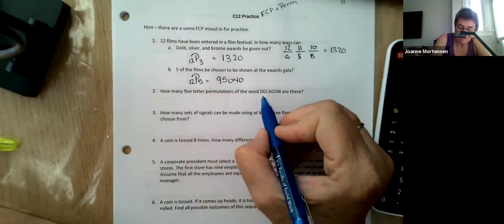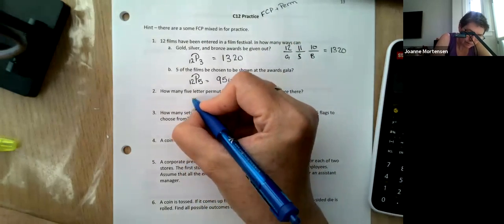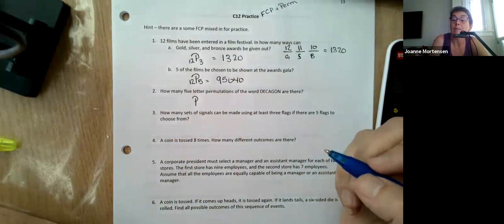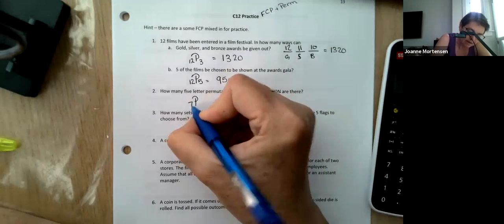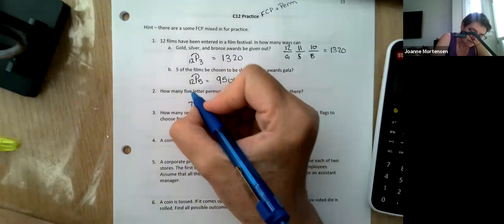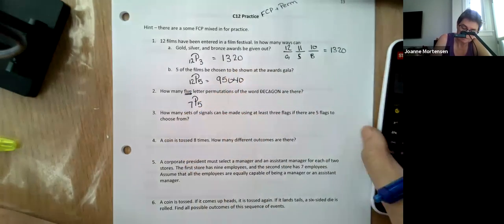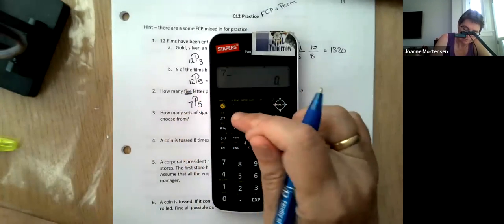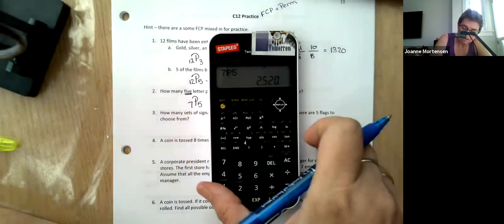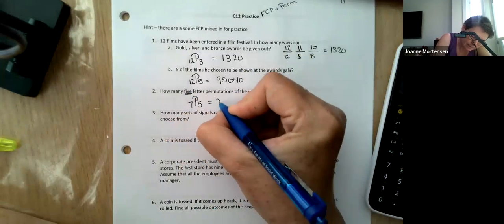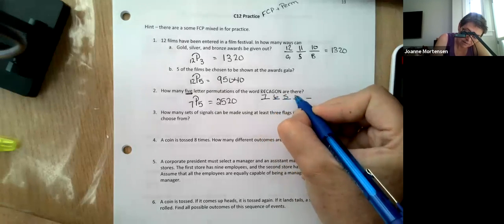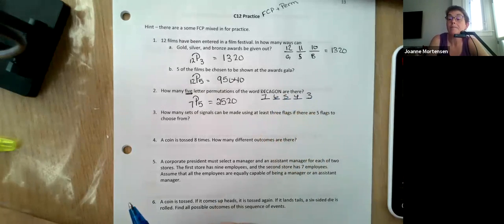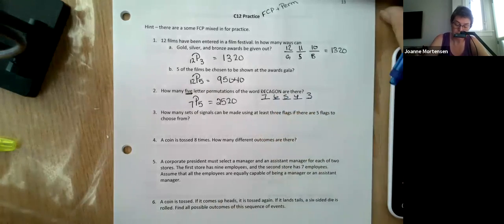How many 5-letter permutations of the word decagon are there? Okay, so I'm going to permute. I need to know how many letters I have to choose from. So 1, 2, 3, 4, 5, 6, 7. There's 7. And I need to arrange 5 of them. 2,520. Again, you could do 7, 6, 5, 4, 3, and away you go. Whatever works for you.